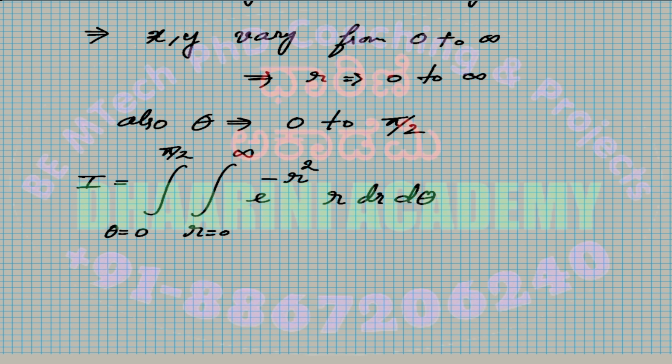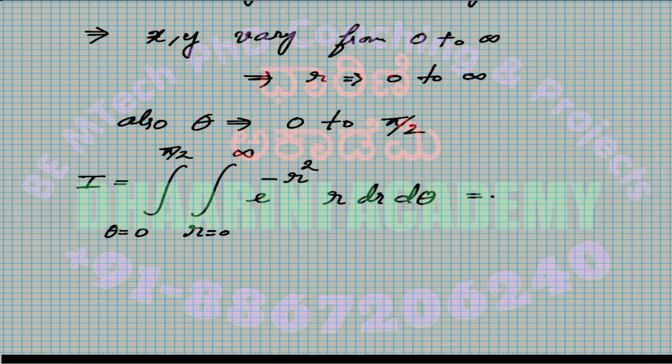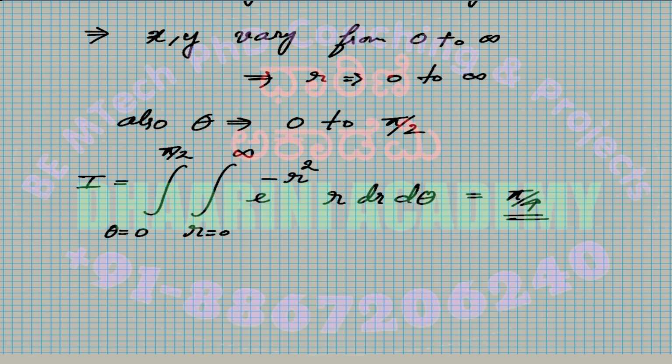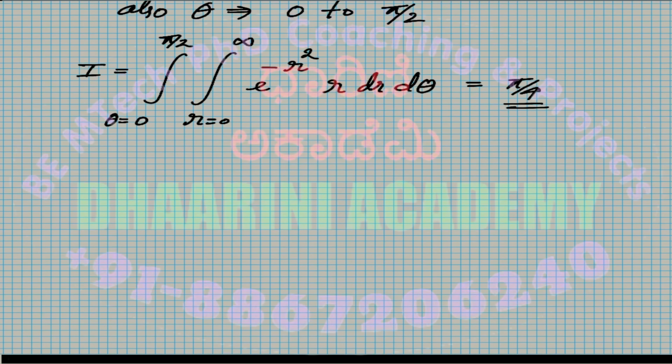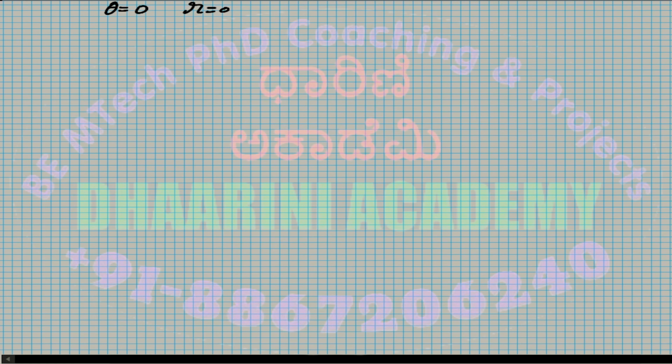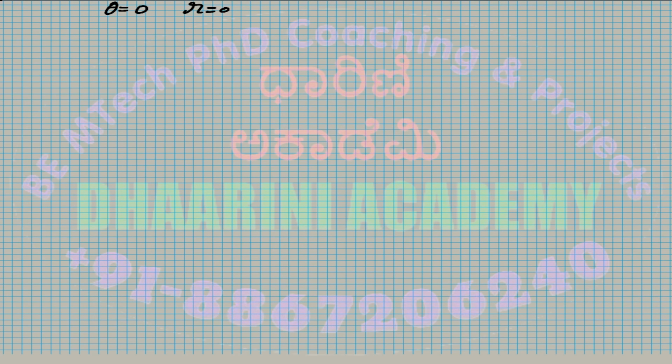When we solve this double integration, we get an answer equal to pi by 4. Let's move further to the next question. It's actually as simple as solving a normal double integration, but the idea is to convert the limits properly. That's all.